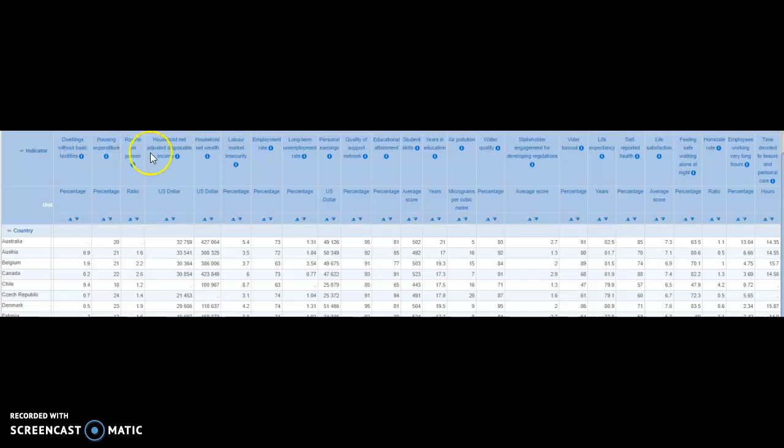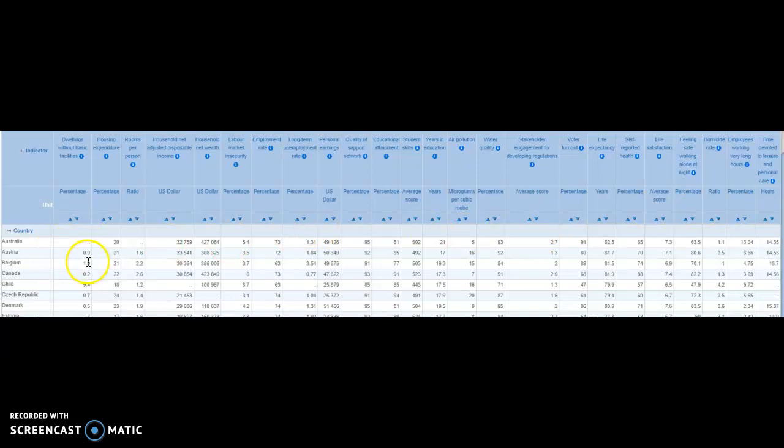So along the top you have the indicators. The next line you have how those indicators are being shown, and sometimes that's a percentage, sometimes it's a ratio, sometimes it's finance, sometimes it's a score, sometimes it's years. You just need to make sure that you're reading the right ratio for the data that you're seeing.